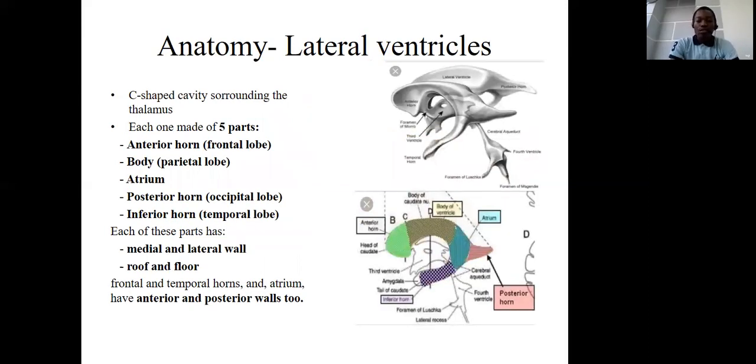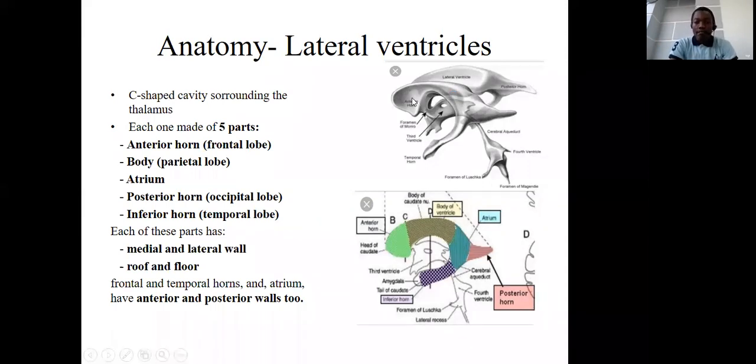So lateral ventricles can be described as C-shaped cavities surrounding the thalamus. So as we see here, I don't know if everybody sees my cursor. As we see here, these are the lateral ventricles, these C-shaped cavities filled with cerebrospinal fluid that surround the thalamus, which is normally located here. So each lateral ventricle has 5 parts.